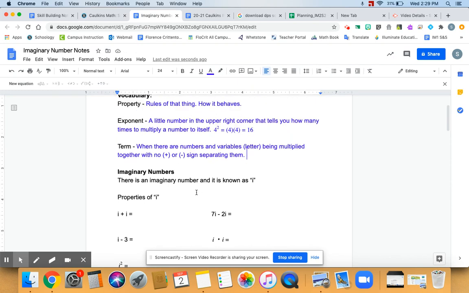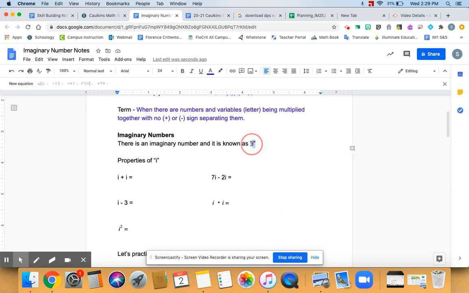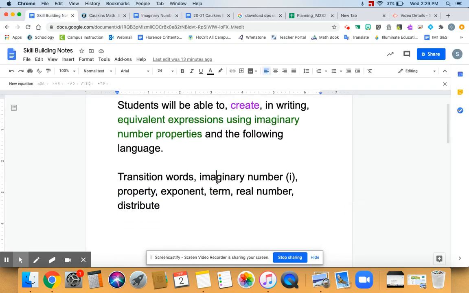So remember, there are imaginary numbers, and they are known as i. It is just a thing. Yeah. They're imaginary because they don't exist in the real world. So if I jump back to the CLO, I've talked about almost all of my vocabulary words: imaginary number, property, exponent, term. Next would be a real number. A real number is a number that you find in real life. Like, for example, I could have 2 apples, and I'd say, I have 2 apples. In an imaginary world, it doesn't exist in real life. It only exists in the imaginary world.